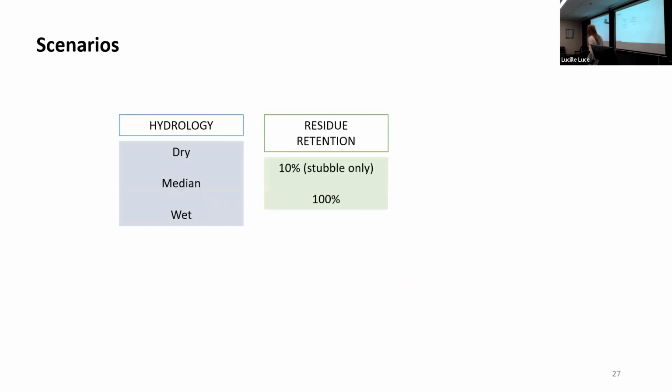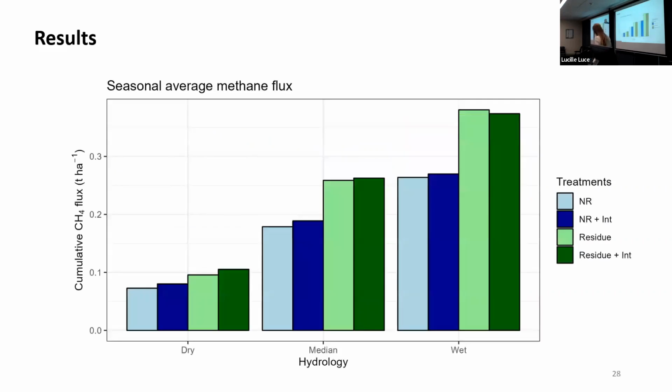So we had our hydrologies. We looked at the residue retention as a treatment, so 10% stubble only versus 100% residue return. And then we looked at yields as well, so current yields versus intensified or higher yields. So essentially, if you're returning more fresh carbon, that's going to matter, as well as more active biomass growing, you're going to have more methane released.